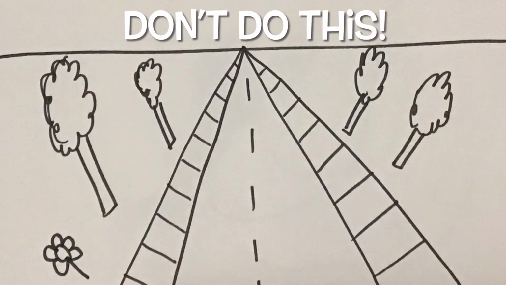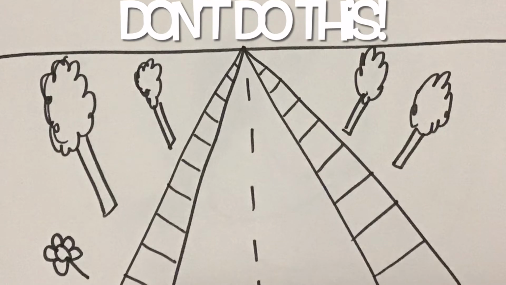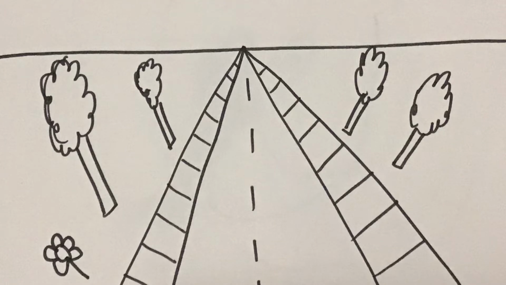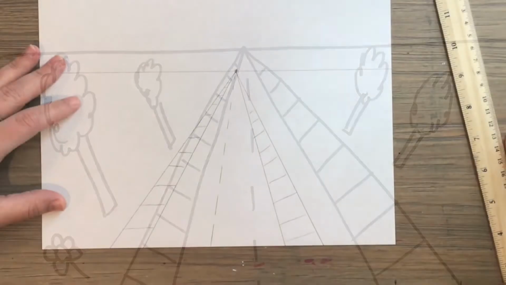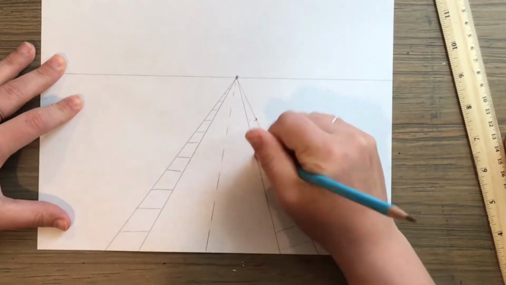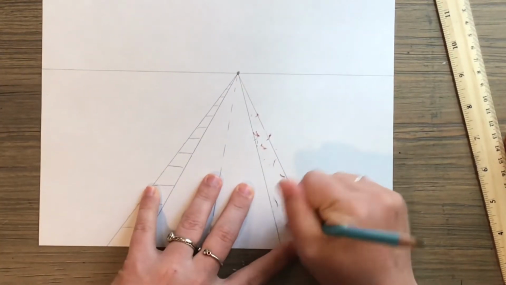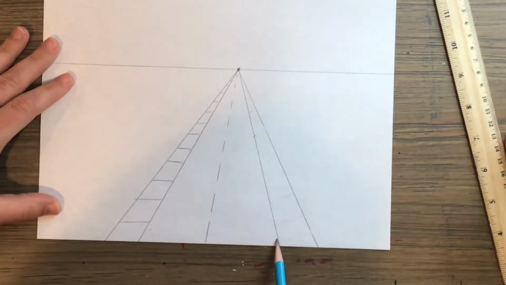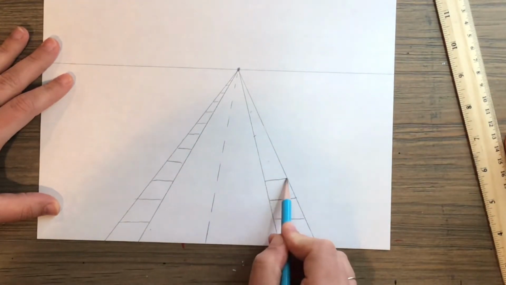Uh-oh, I just made a perspective mistake. If you ever notice your sidewalk tilting up or your trees looking like they're falling over, you just made a simple mistake that you need to erase. No big deal, that's why we draw light until we get it right. The reason why my sidewalk looked like it was tilting up is because my lines were diagonal, and I want them to be straight horizontal lines parallel with the top and bottom edges of my paper.